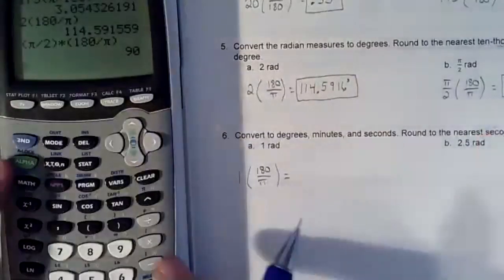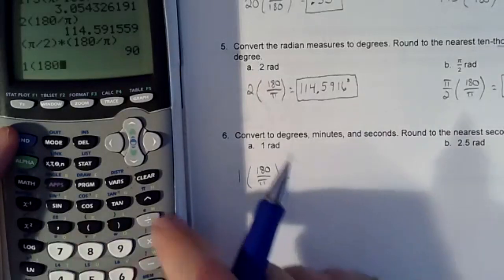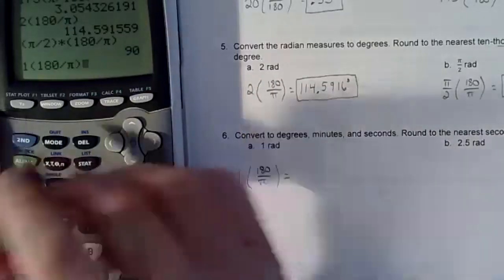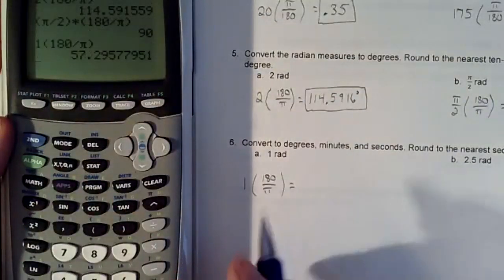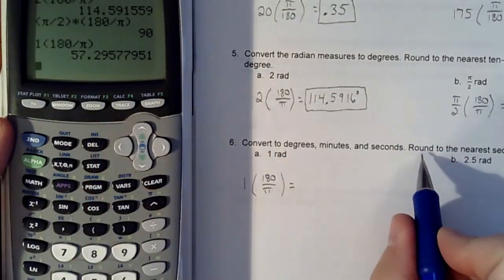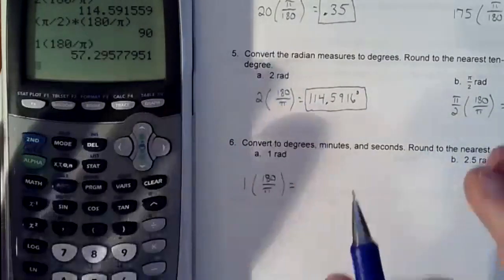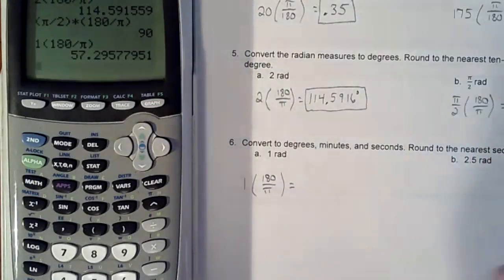Let's see what that gets us. So 1 times 180 divided by pi. No, I definitely don't need the 1. Right, so right now is not the time to round it. Let your calculator store all this stuff.